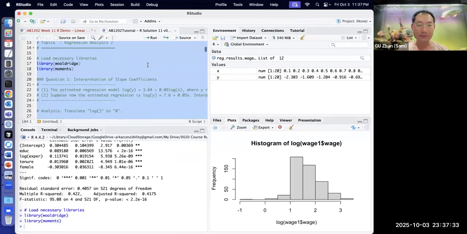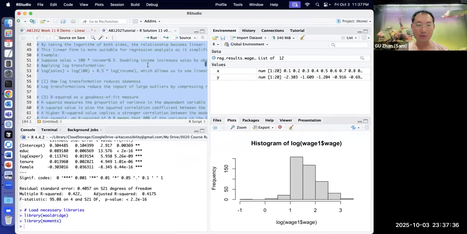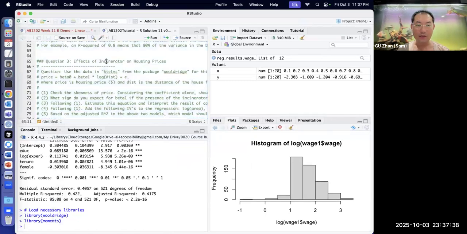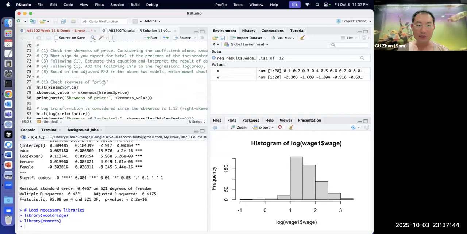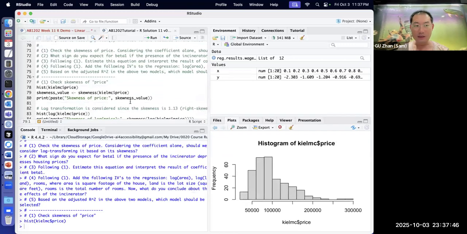Let's look at that. I've covered questions 1 and 2, and now we're moving to question 3, the effects of the incinerator on house price. First, check the skewness of price. You need to import the Wooldridge package. When you call library, you're moving the library's content into the computer's RAM, and then you can use it. The dataset called KIELMC is loaded into memory when you load this library. So that's the price.